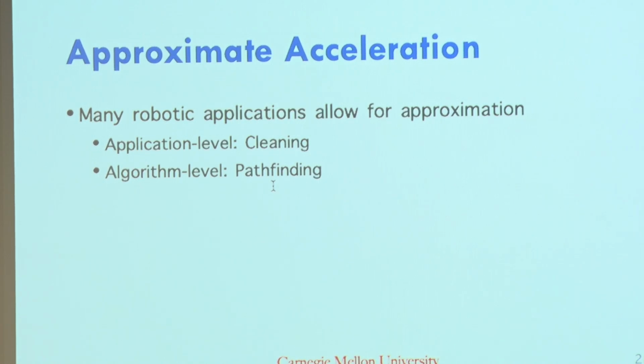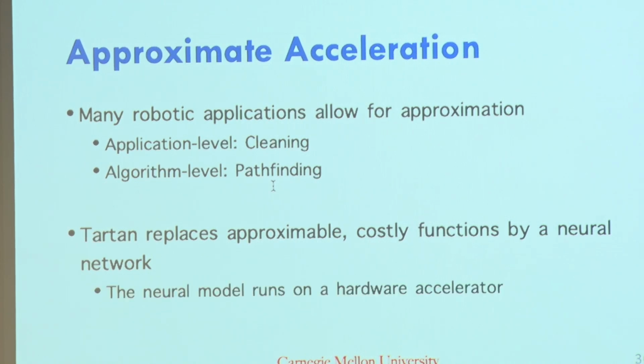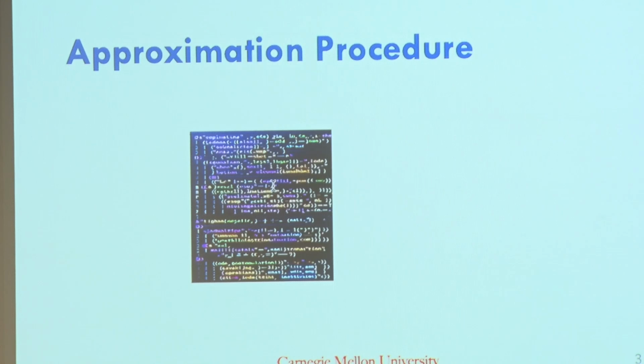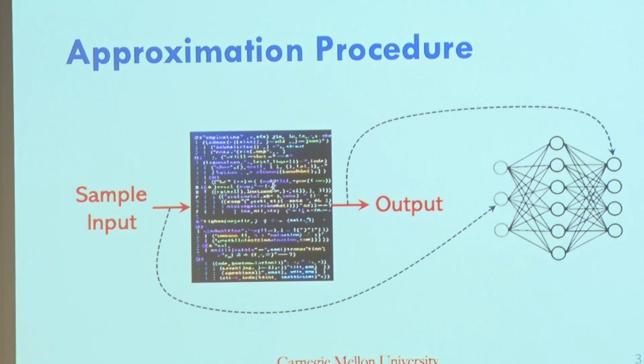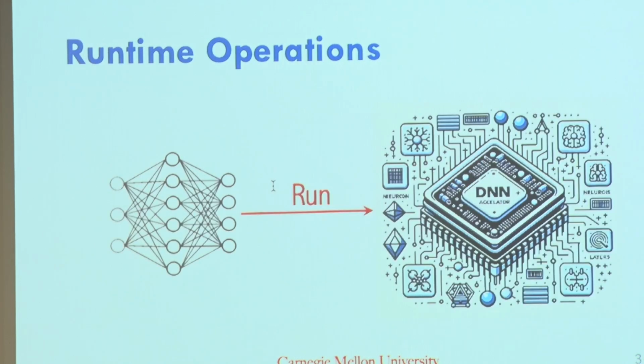So Tartan proposes to accelerate these operations. To this purpose, Tartan replaces costly approximable computations with a neural network, and the neural network in execution runs on a hardware accelerator dedicated for this purpose. So this is the procedure for a costly approximable function. We provide some sample input and get the output, and using these input-output pairs, we train a neural network. And this training operation is done offline. And at runtime, when this neural network is invoked, it is simply offloaded to the accelerator.